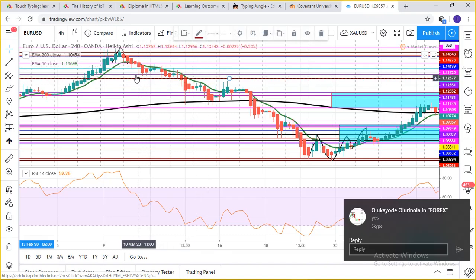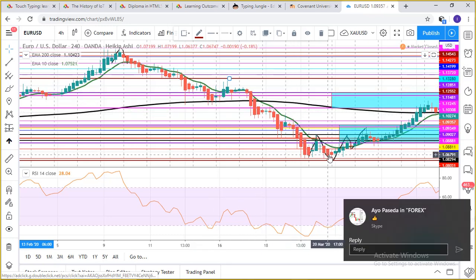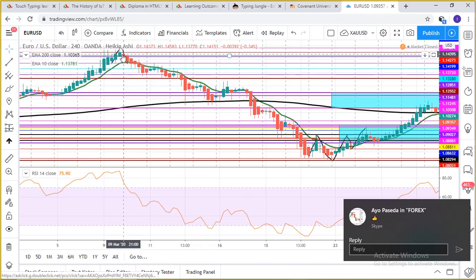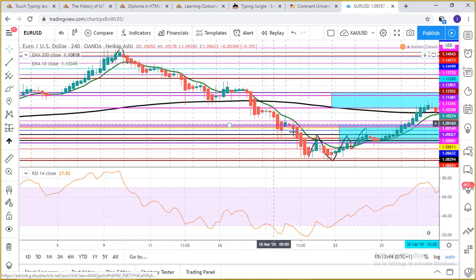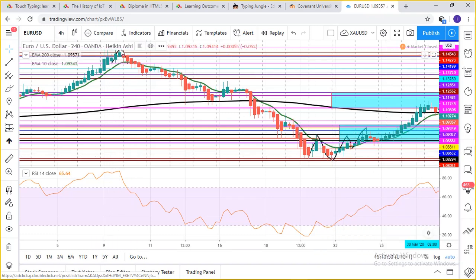So the market, you expect the market to sell from here down to this point. So from here is buying again. But let's concentrate between here and this point. So the market sold here.